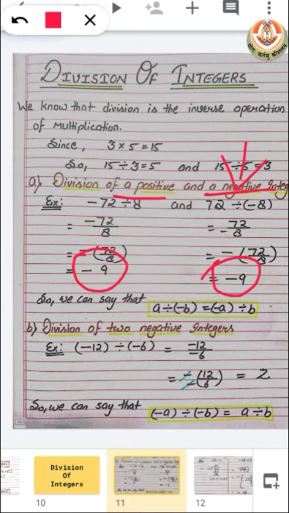Second is division of two negative integers. When we divide two negative integers, we get a positive integer as the answer because both the negative sign will cancel out with each other.